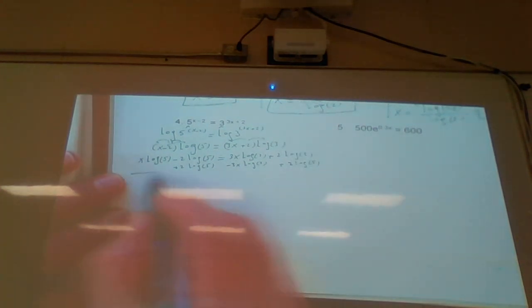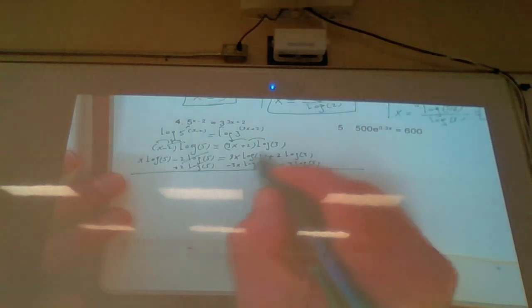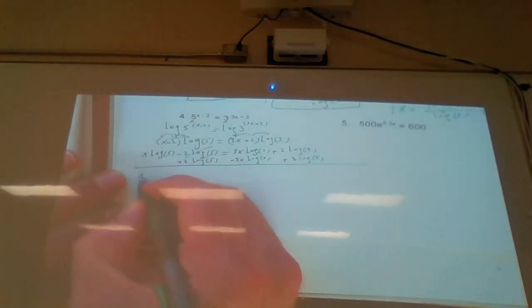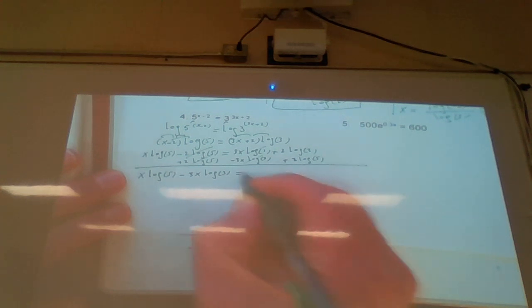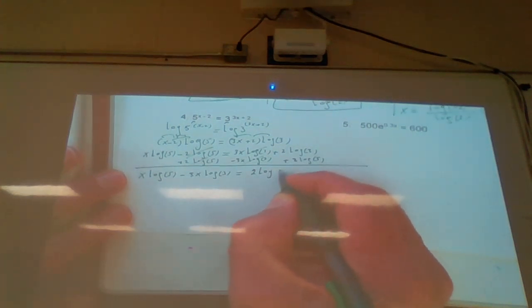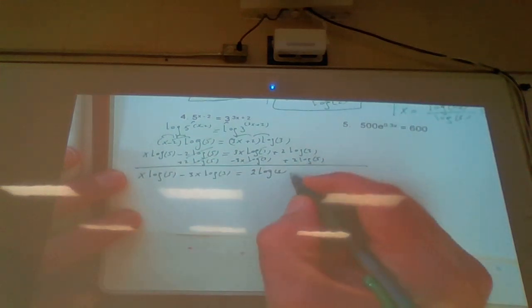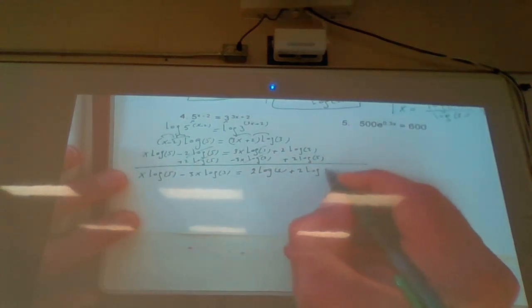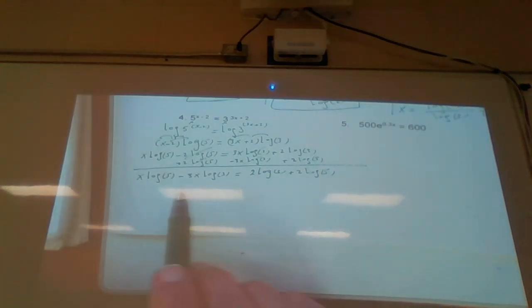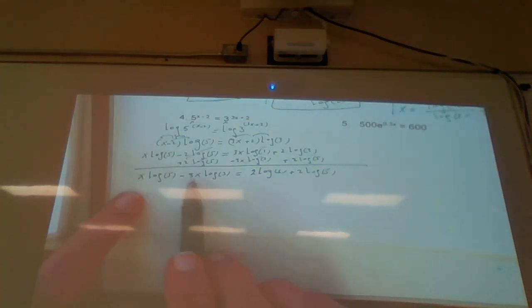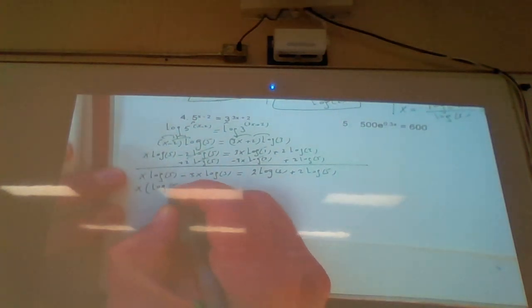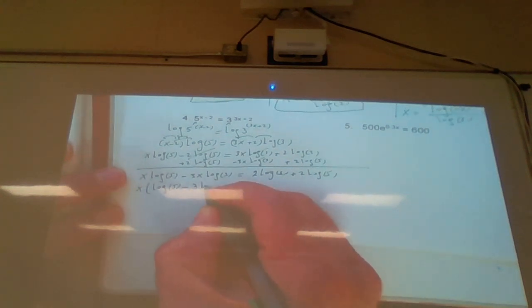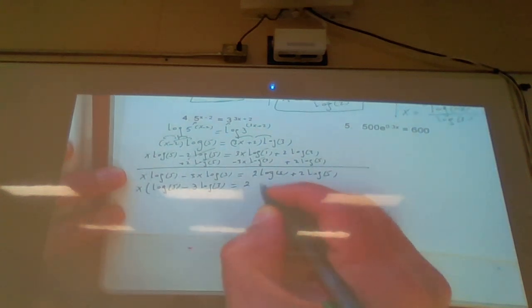So this is what we're going to end up with. I have x log of 5 minus, I brought this over, the 3x log of 3 equal, I had the 2 log of 3, then this one I took over, so I added 2 log of 5. So I have all the x's on this side, but I have two terms, so I'm going to factor the x out, open parentheses, and write down what's left. And copy down this side.